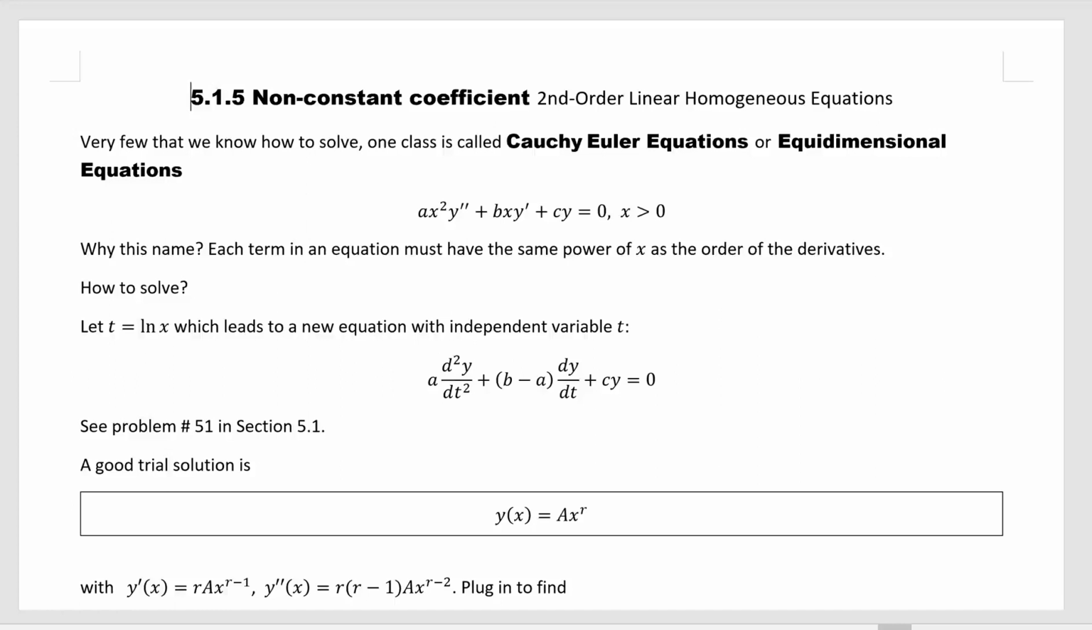So how do we solve it? The trick is we're going to use a substitution. We let t be ln of x. Let me show it here. If we change the variable, let t be ln of x, then dy/dx is dy/dt times dt/dx. This is by the chain rule.